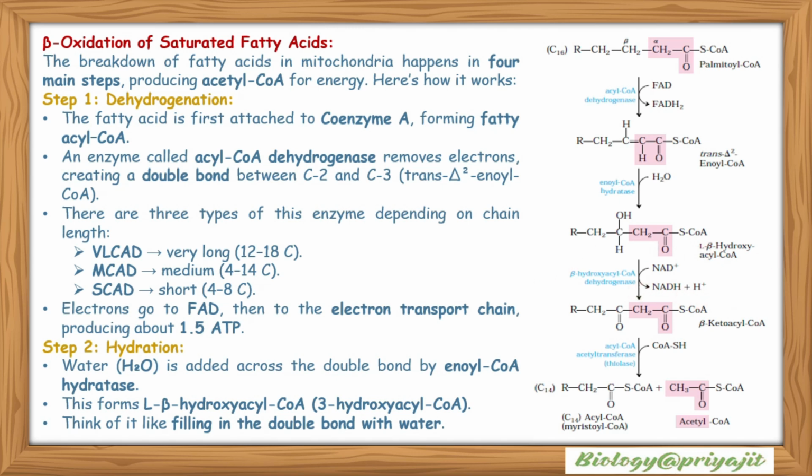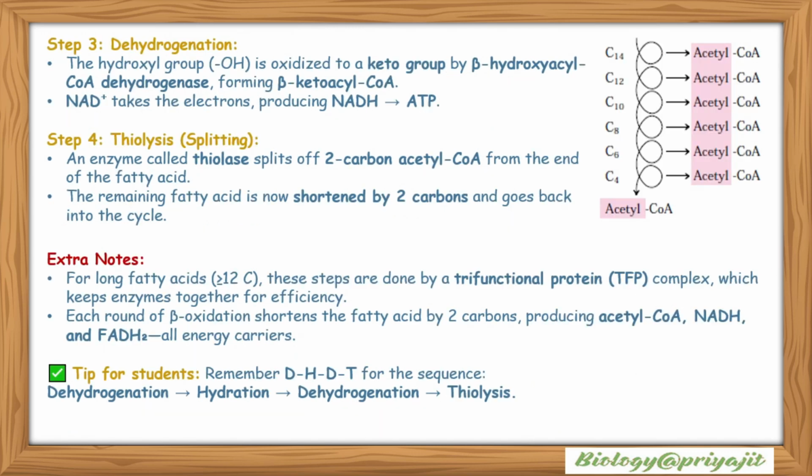is thiolysis. So third stage, this is also dehydrogenation. The hydroxyl group or OH is oxidized to a keto group by beta-hydroxyacyl-CoA dehydrogenase, forming beta-ketoacyl-CoA. Then NAD plus takes the electrons, producing NADH, 2.5 ATP. And then the last stage, there is thiolysis, where splitting occurs. An enzyme called thiolase splits off 2-carbon acetyl-CoA from the end of the fatty acid. The remaining fatty acid is then shortened by 2 carbons and goes back into the cycle.